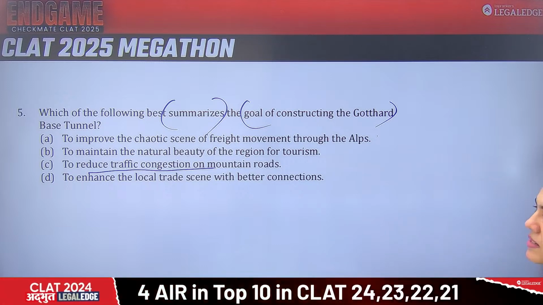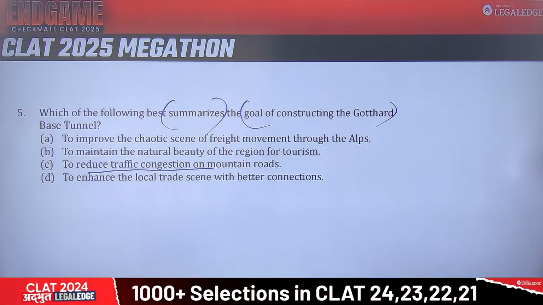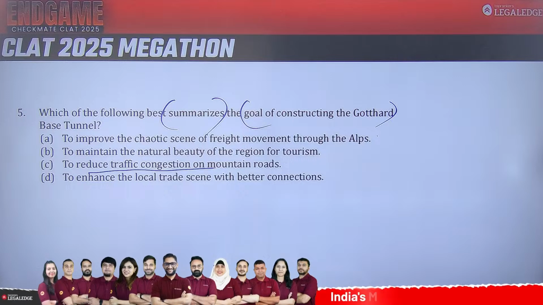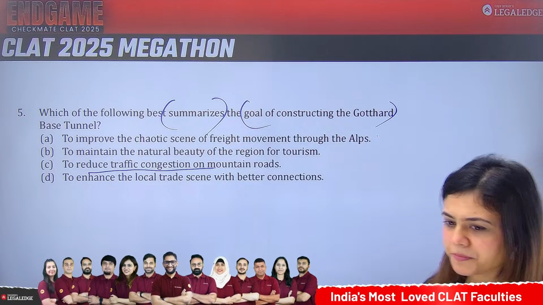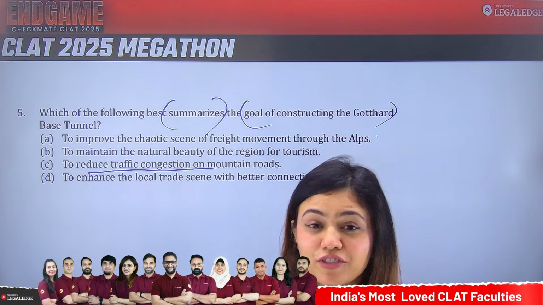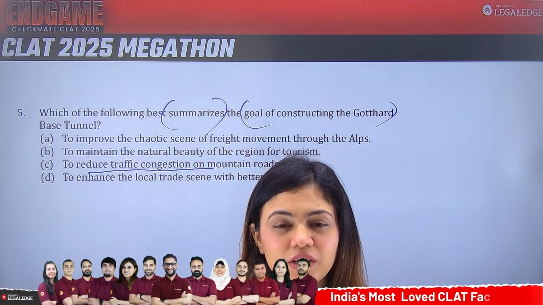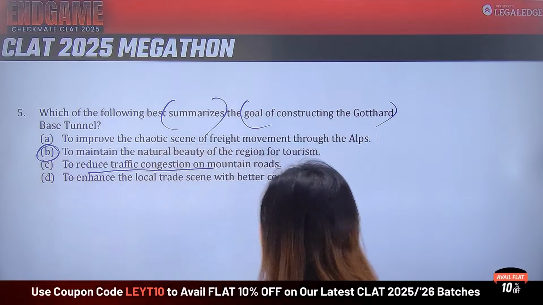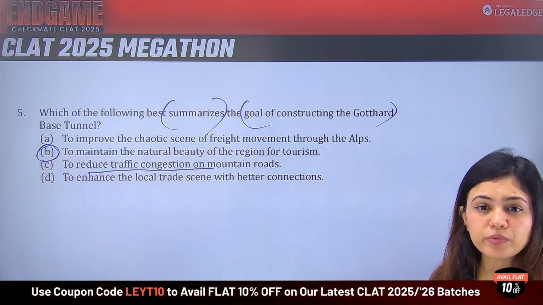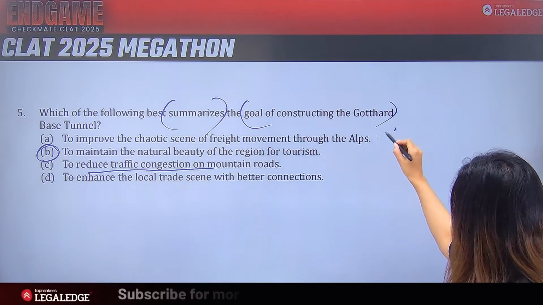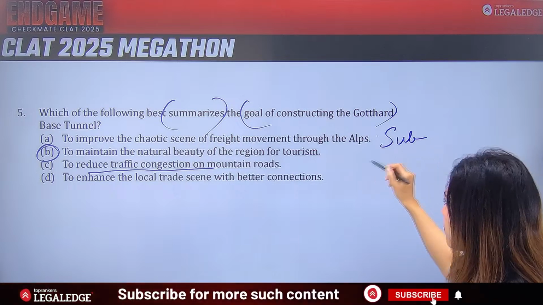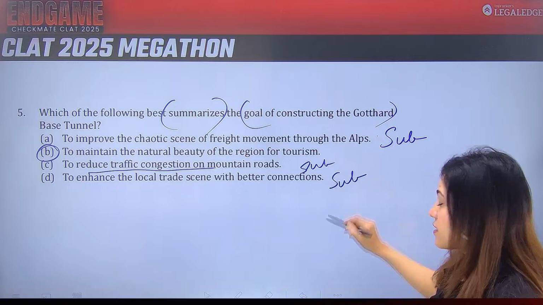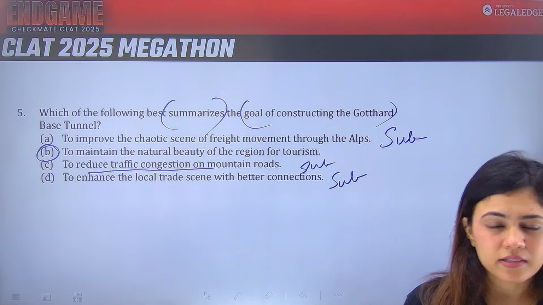कौन सी प्रॉब्लम हमें सॉल्व करनी थी? And that's the reason we constructed Gotthard Base Tunnel. We were trying to keep the natural beauty, क्योंकि consequence क्या था उस चीज का? We were trying to maintain the natural beauty of the region for tourism. And these are all, I would say, subplots, sub reasons, subordinate reasons which were discussed.